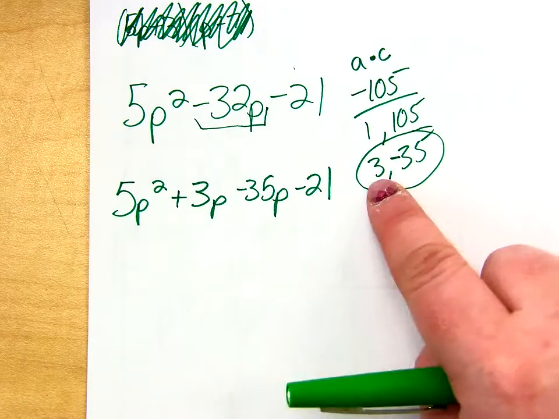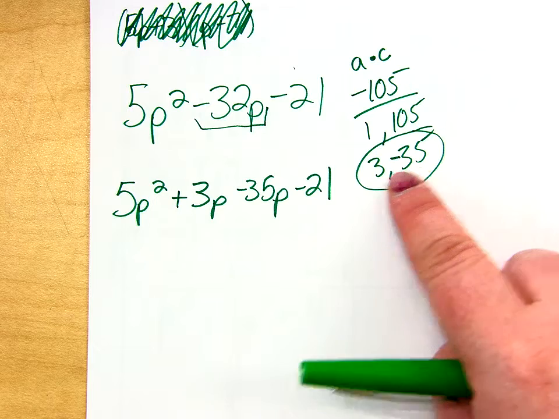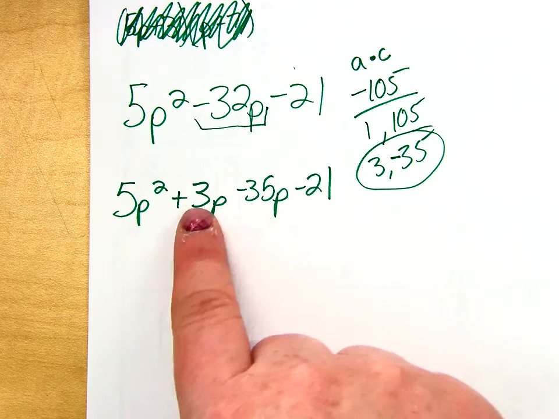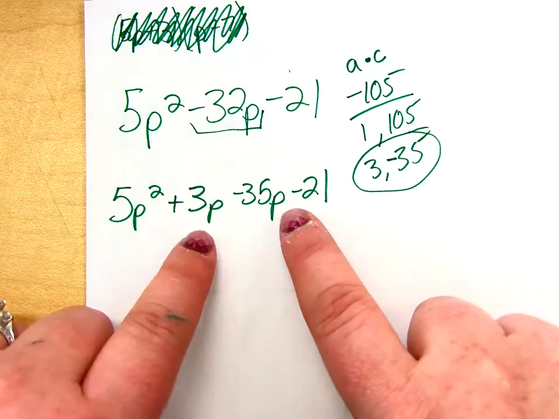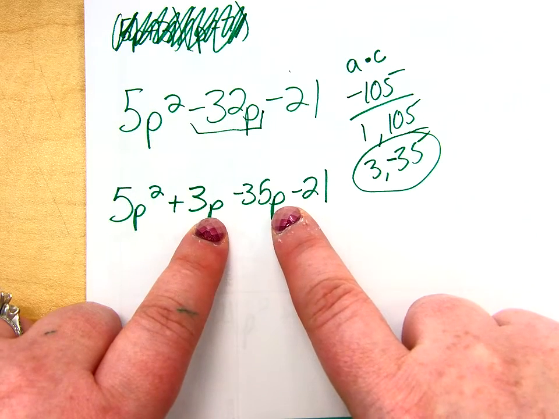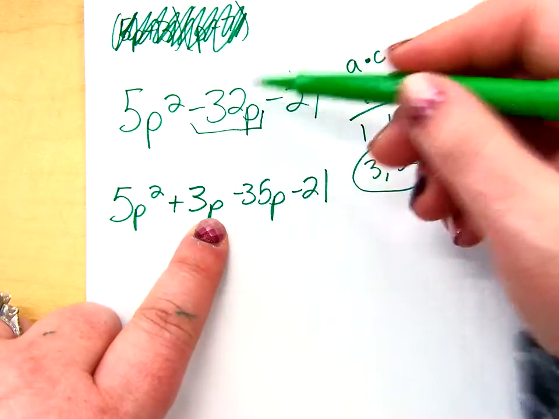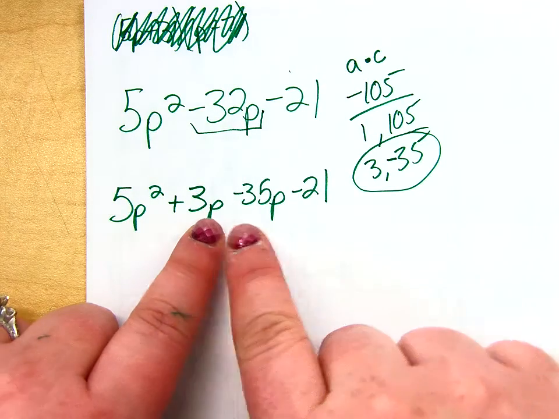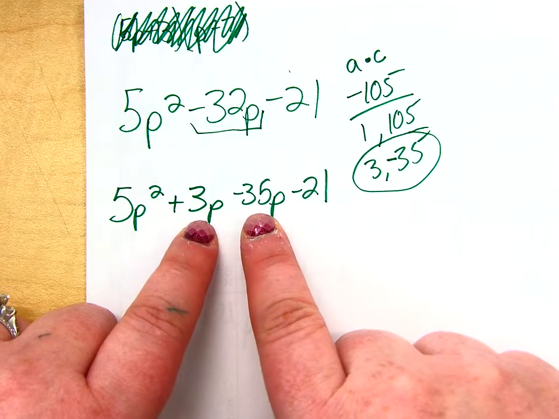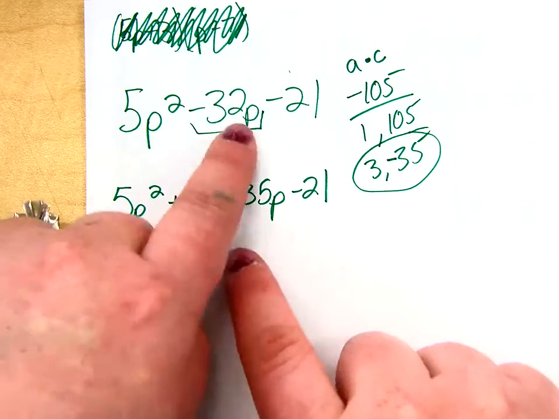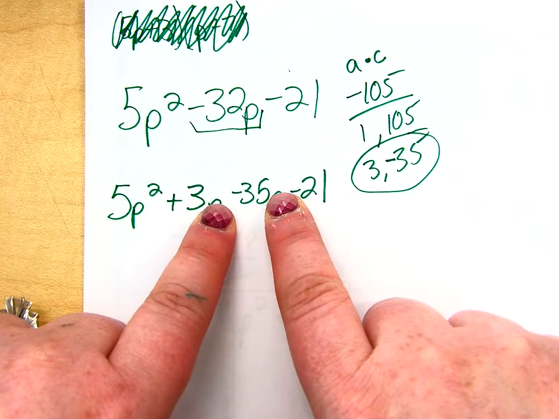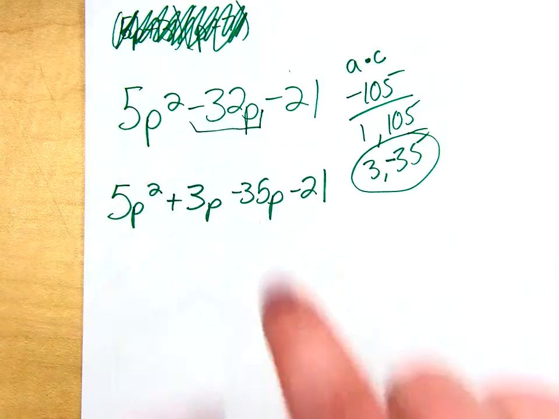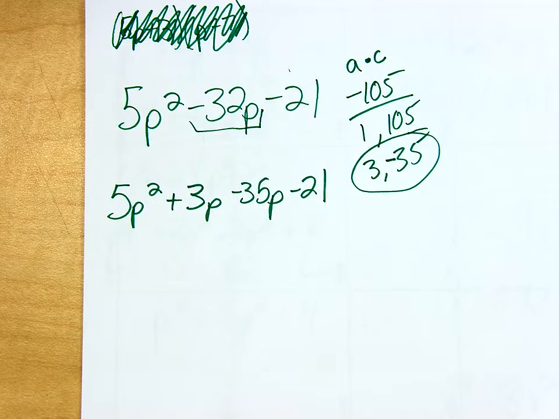It doesn't matter which order you put these in. It wouldn't matter if you put the minus 35 first and then the positive 3. You do need to make sure you're putting a p with each of these, because I'm replacing negative 32p. So 3p and negative 35p, if I combine them, I really do get negative 32p. But if you left those p's off, it doesn't actually replace that. It's just replacing the negative 32, but where's the p?